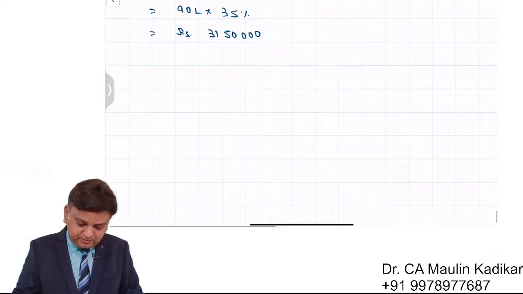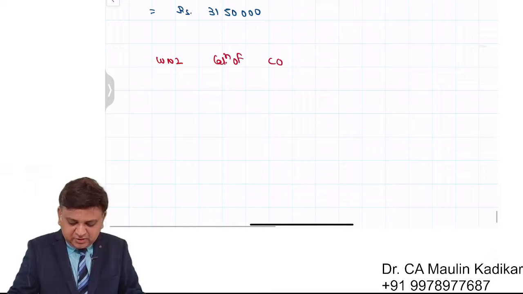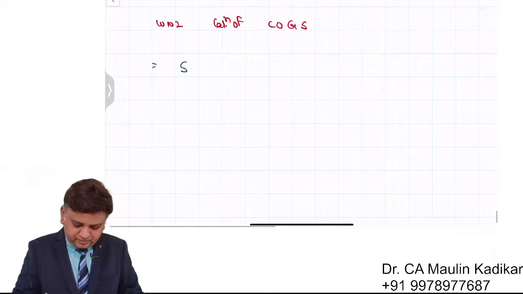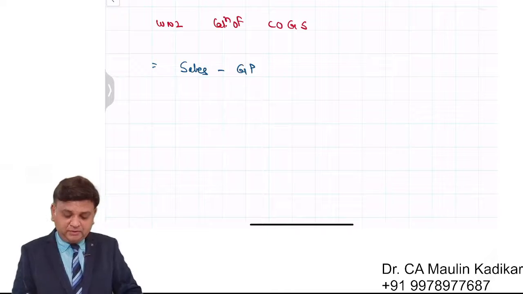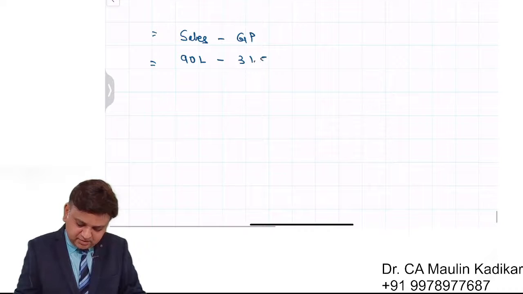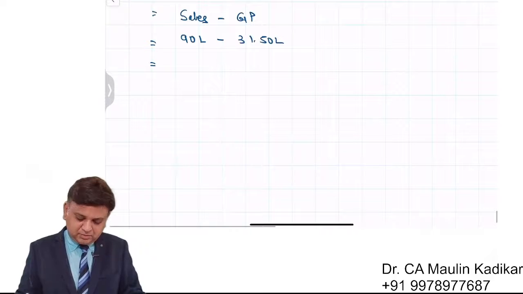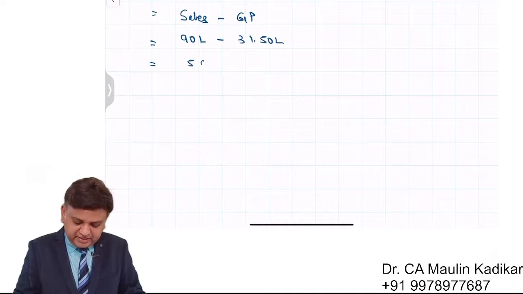Working note number 2. Calculation of COGS. It is sales minus gross profit. Sales is 90 lakhs and gross profit is 31,50,000. So it comes to 58,50,000.